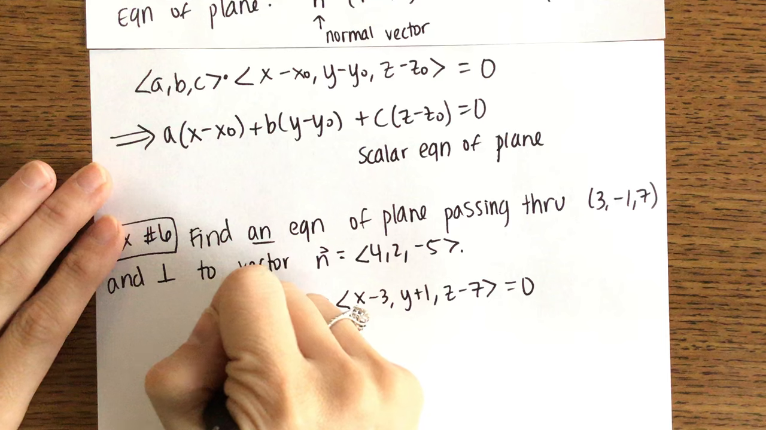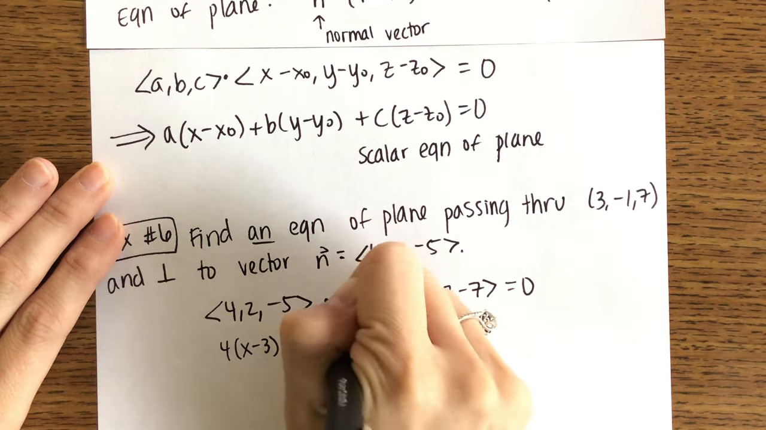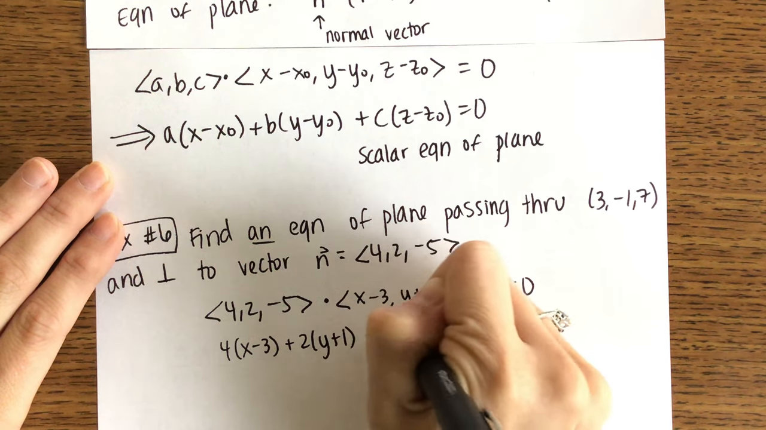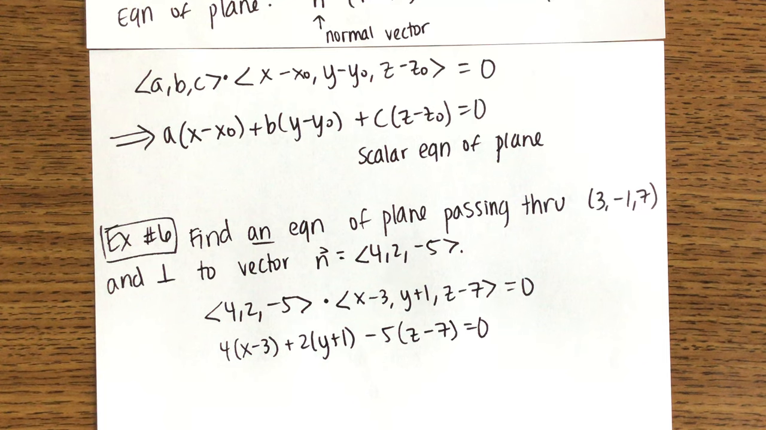Other way you might express this is 4 times x minus 3 plus 2 times y plus 1 minus 5 times z minus 7 equals 0. That'll be the scalar equation of the plane. So if I don't ask you for a specific set, either of those are okay.